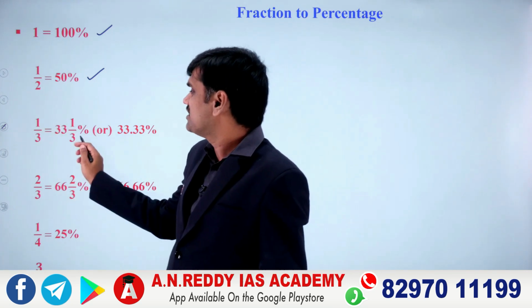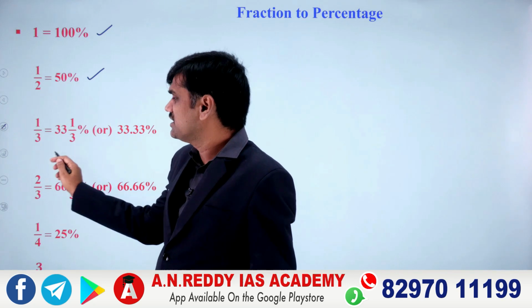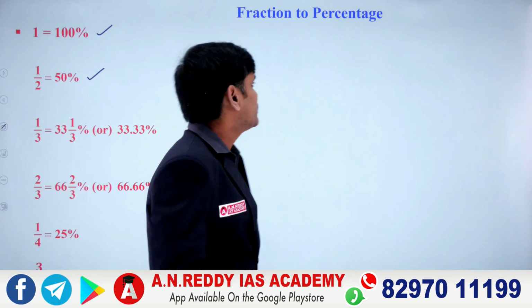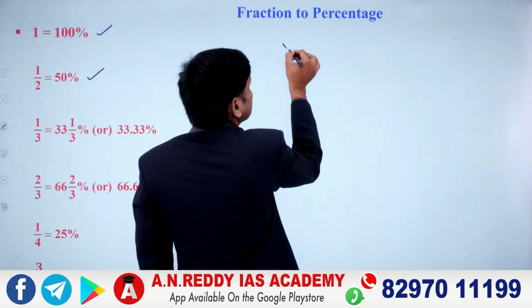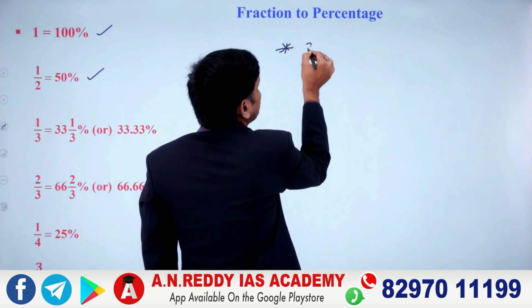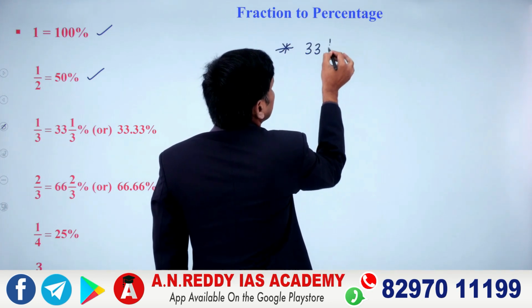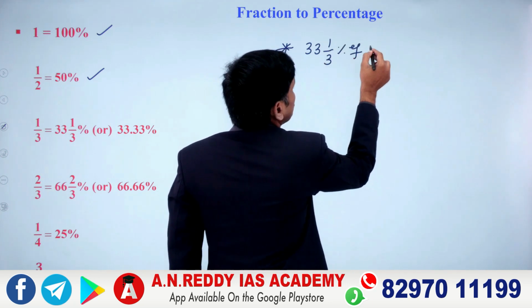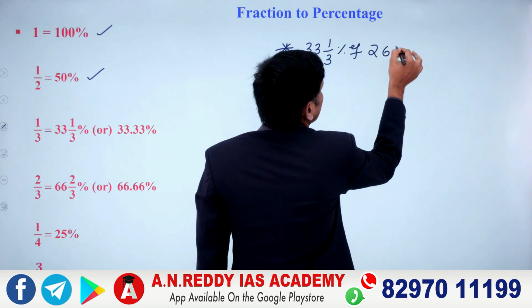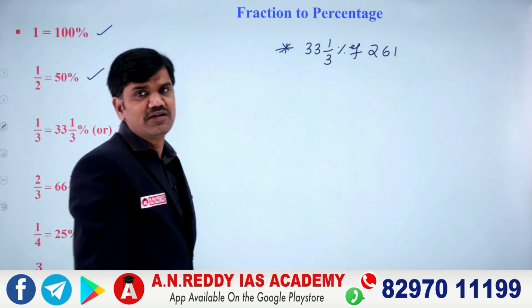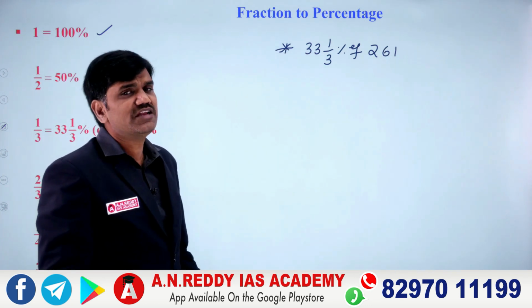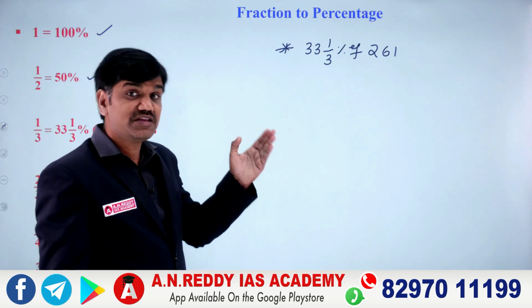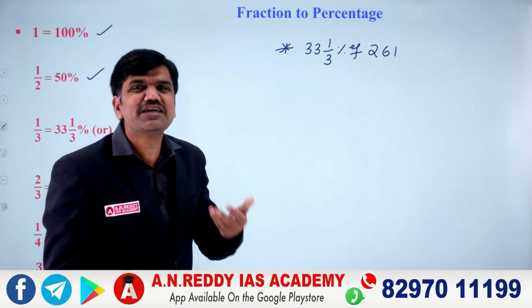Similarly, if you want to find 33 1/3% of a number, that is nothing but 1/3 of the number. Say for example, you want to find 33 1/3% of 261. Generally people will do 33 1/3 by 100 into that. That will be time taking.